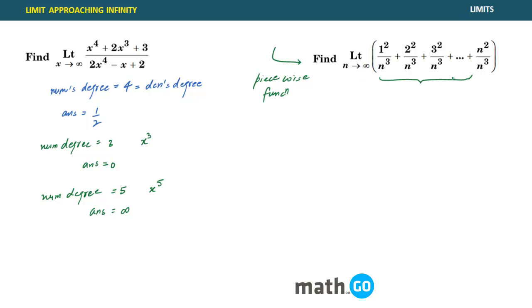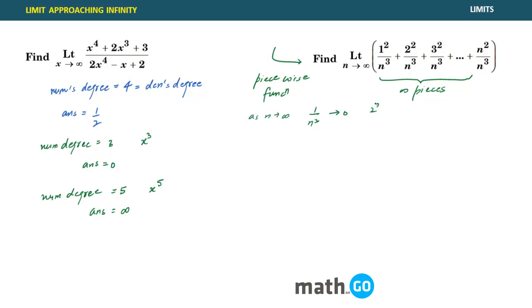And how many pieces are there? Since n is expanding towards infinity, there are infinite pieces in the function. So when you have to solve an infinite pieces question, do not solve it piecewise, right? What do I mean by that? If you start calculating the value of 1 by n cube as n approaches infinity, you will automatically say, sir, this is 0.